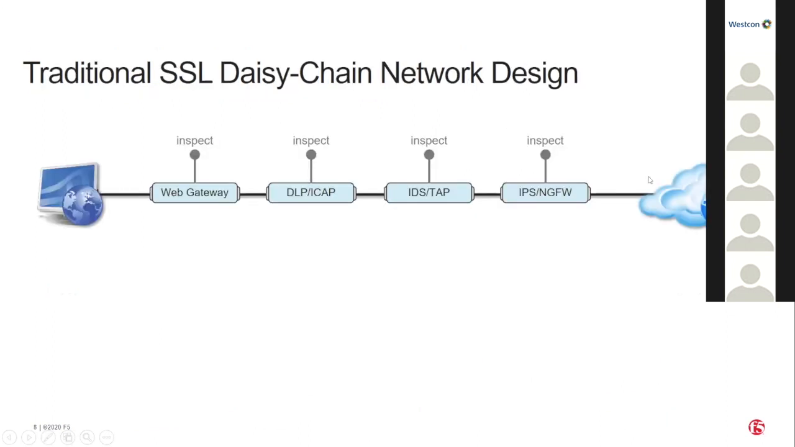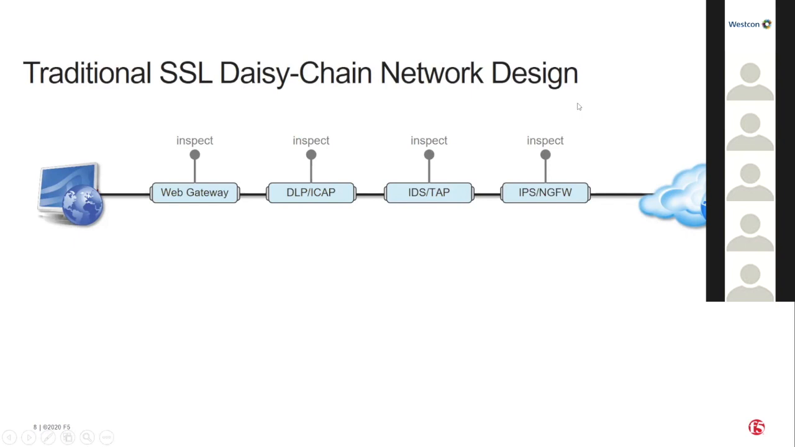So next, let's talk in more depth to understand the traffic flow of how a traditional SSL daisy chain model works. For example, a user trying to access information from internal to the public, and that traffic needs to flow through different kinds of security stacks in your environment. In this slide, we have an example: a web gateway, a DLP, an IDS, a next-gen firewall, and then last but not least, the public.